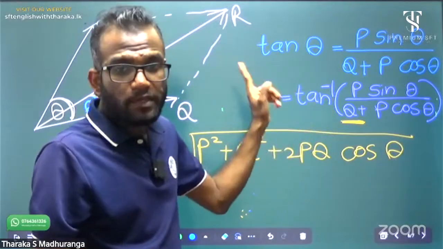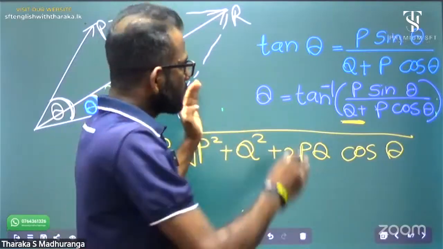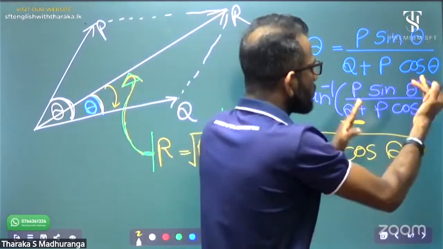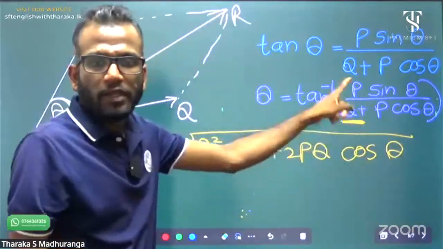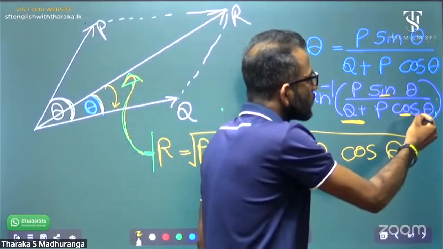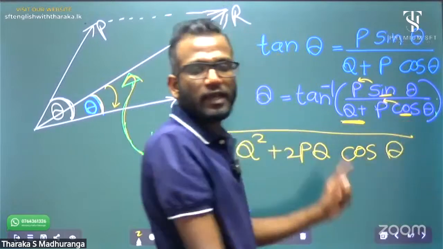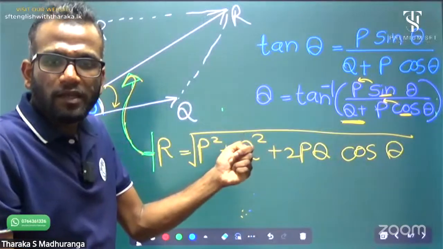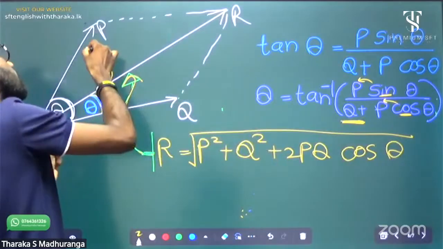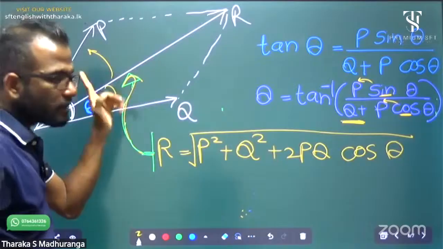But if you only remember this equation, you can't apply it. You should have the full idea. Theta equal tan inverse P sine theta divided by Q plus P cos theta. Then you can see P always has both sine and cos ratios applied, to the same force. Remember, this P is always the opposite side of the angle, not the side where the angle is. Okay? I will show you.